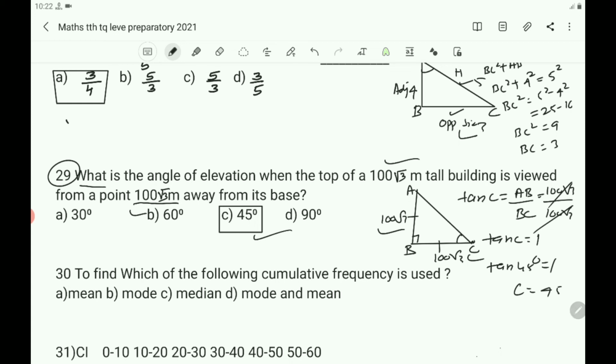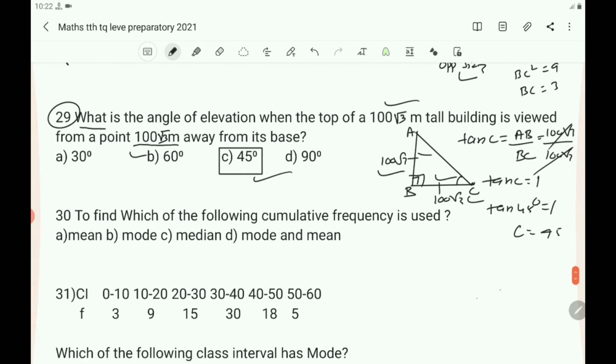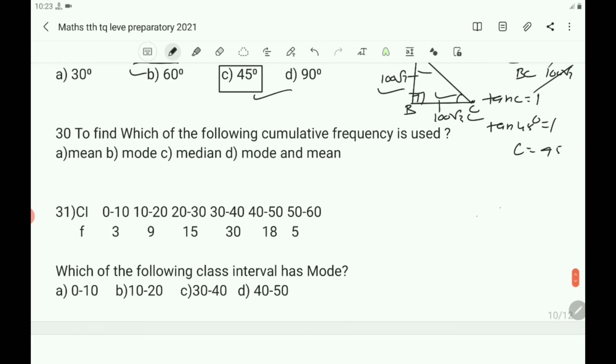You must think that here these two are equal and this is a right angle triangle. As these two are equal, the angles must be equal. So the angle must be equal to 45 degrees, as it is a right angle triangle.